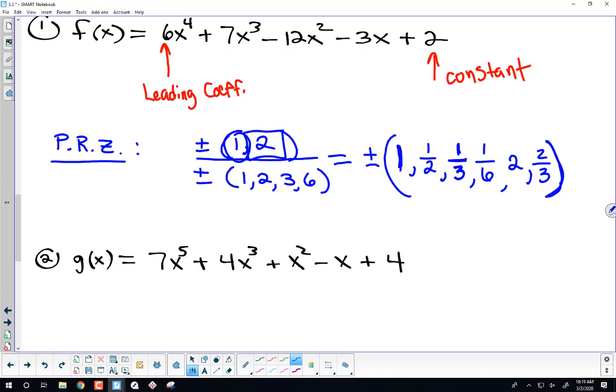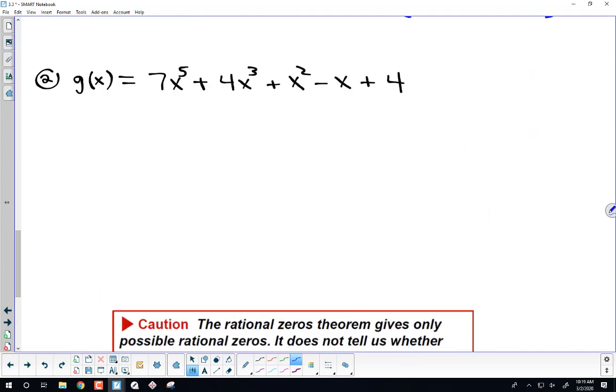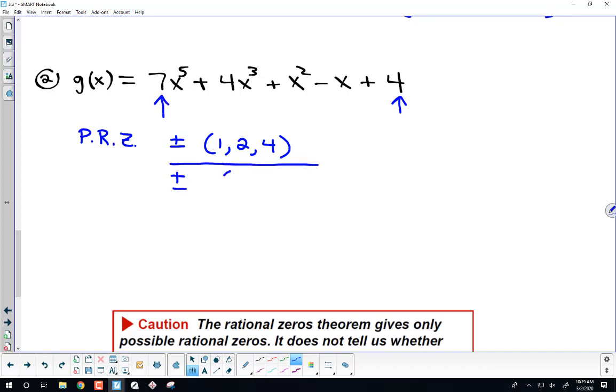Okay. And so we can do that with any function we're given, like 7x to the 5th, et cetera, in order to find the starting list of possibilities. We're just going to take, again, possible rational zeros. We're taking the factors of the constant, which is 4. Factors of 4, 1, 2, and 4. And we're dividing all of those numbers by the factors of 7, 1 and 7.